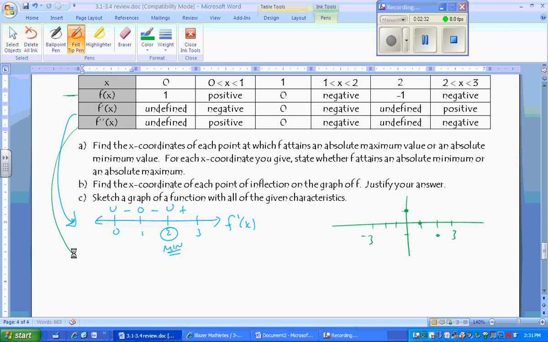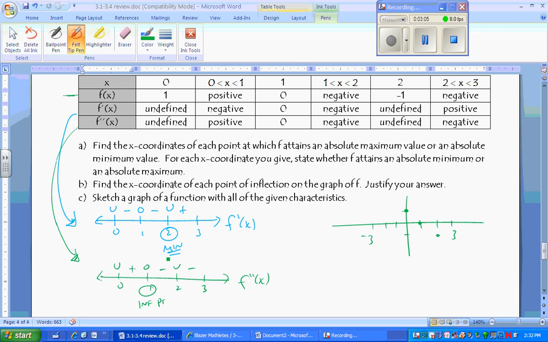Now, for the second derivative, we can use this information to set up a number line using the same values. The second derivative is undefined at 0, positive from 0 to 1, 0 at 1, negative from 1 to 2, undefined at 2, and then negative. So at x equals 1, we have an inflection point. It changes from positive to negative. We already have these points.